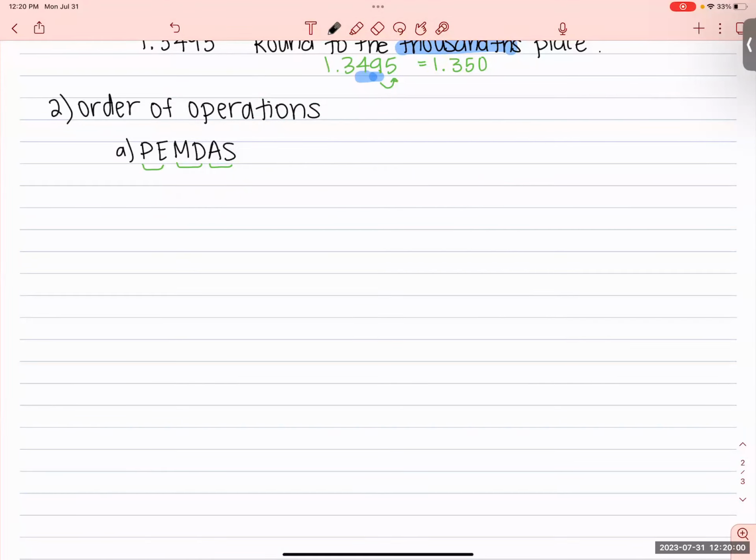So if I gave you like 3 plus 7 minus 2, you wouldn't do the 7 minus 2 first. These are all the same order. They're all in the same order of operation. It's not addition first and then subtraction. It's just whatever comes first, reading left to right. So we would do 3 plus 7, which is 10, minus 2, which is 8.